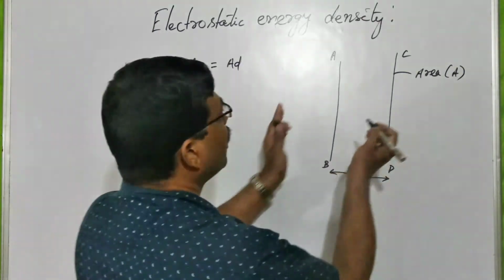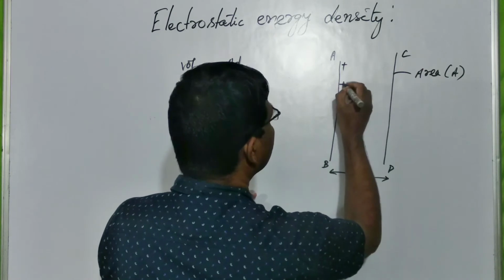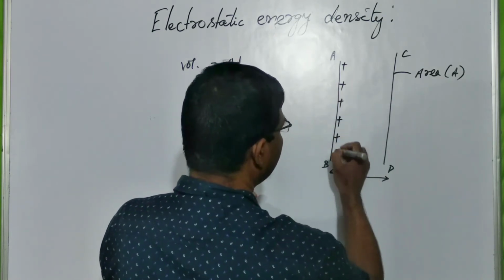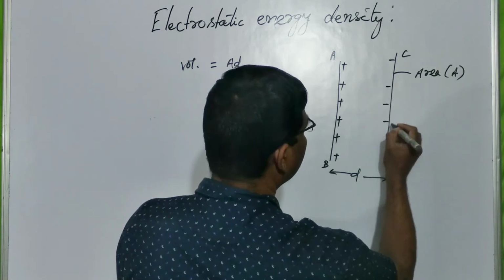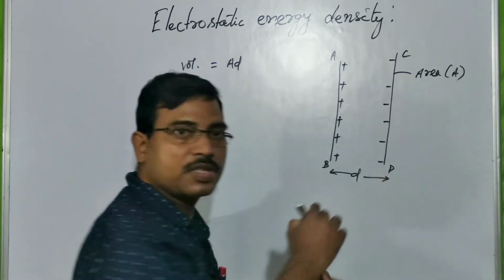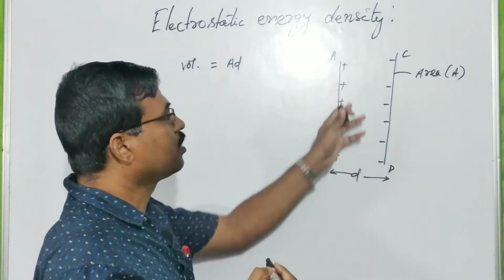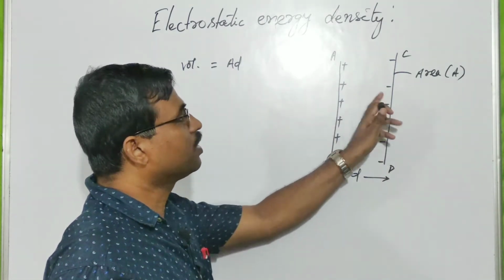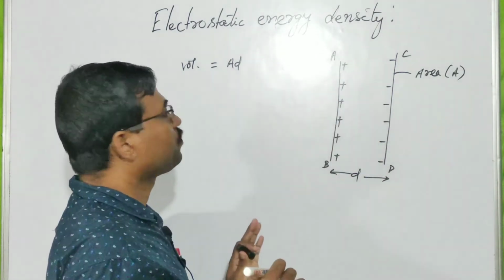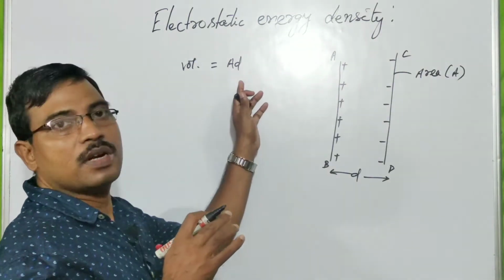Then, as you know, one of the plates is positive and the other is negative by the method of induction. That's why the net charge in the capacitor is 0. Plus, minus: how many charges will you take? The same amount of negative charge. The net charge on the capacitor is 0. So the volume is equal to A D.